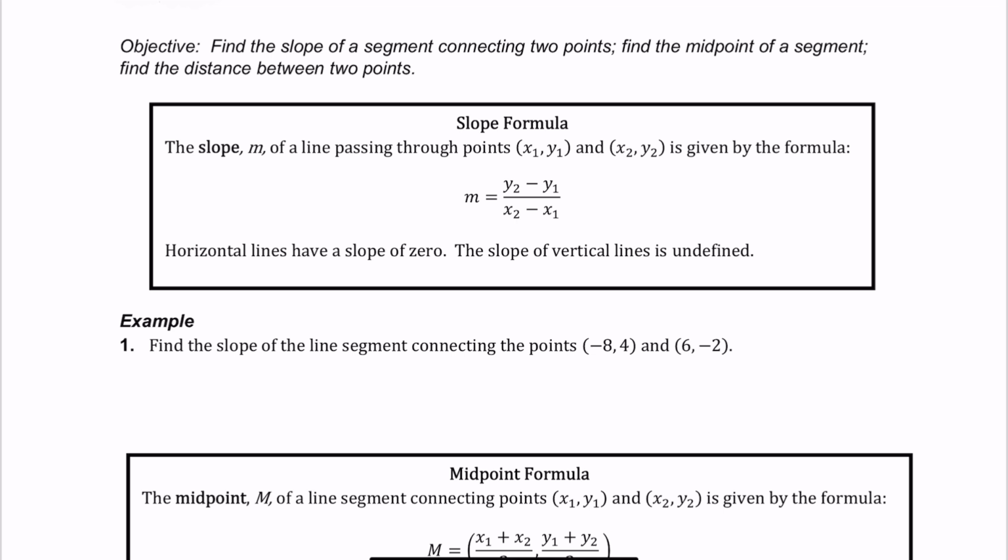The slope formula is y2 minus y1 divided by x2 minus x1, with a line going through 2 points, x1, y1, and x2, y2.